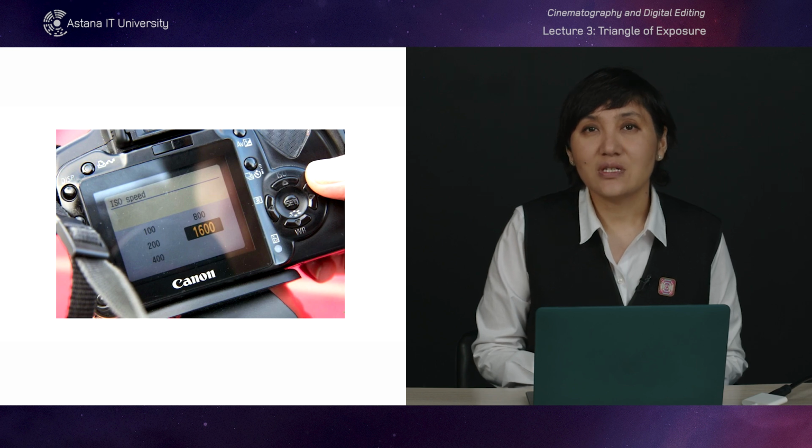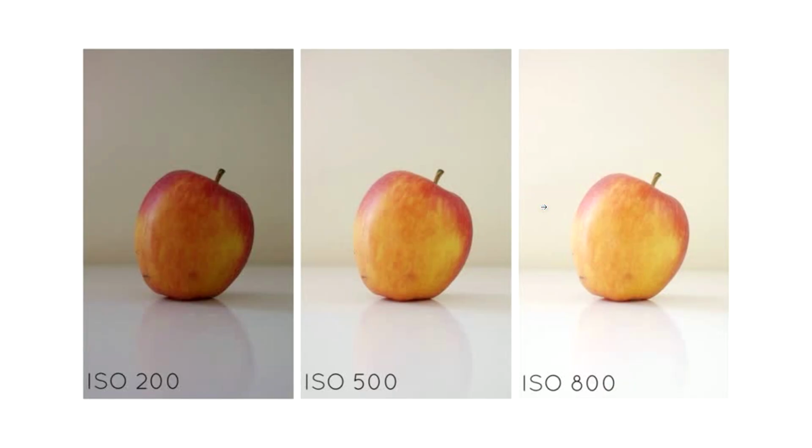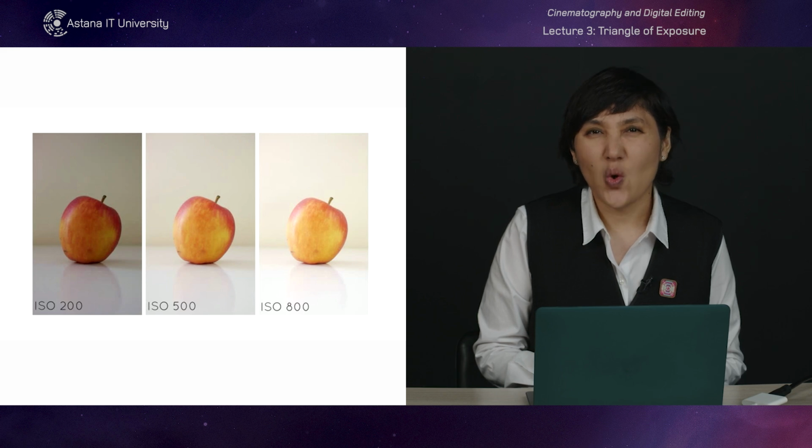The ISO setting allows you to brighten or darken your image without changing the aperture or shutter speed. A low ISO like 100 or 200 is ideal for shooting in bright conditions where there is plenty of light. A high ISO like 800 or 1600 is useful in low light conditions, but can introduce noise or grain into the image, reducing overall image quality.